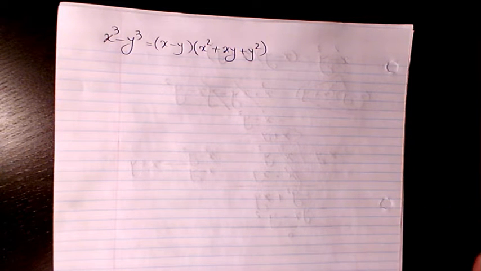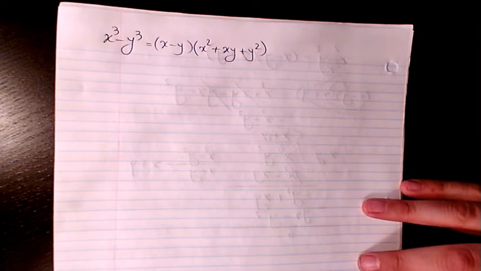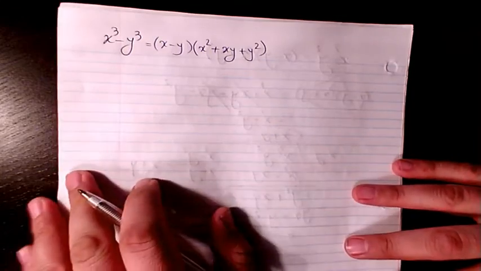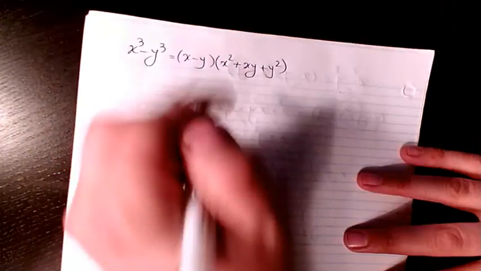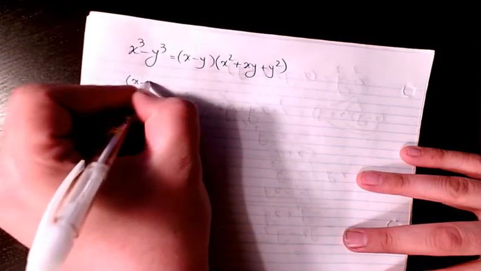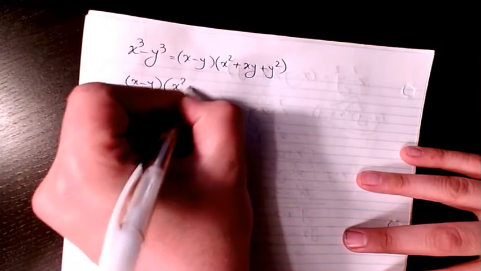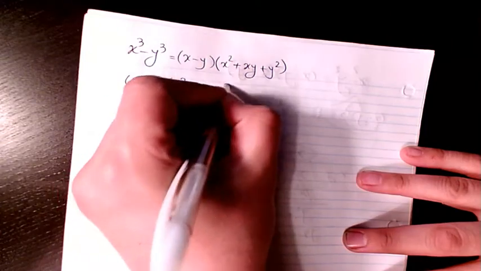In this video I want to prove the difference of cubes. x cubed minus y cubed equals x minus y times x squared plus xy plus y squared. So I go from right to left and then from left to right. If I want to prove it, I start with x minus y times x squared plus xy plus y squared.